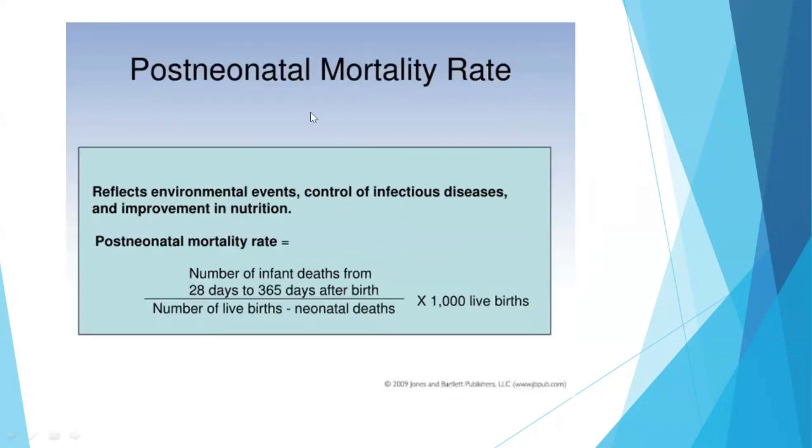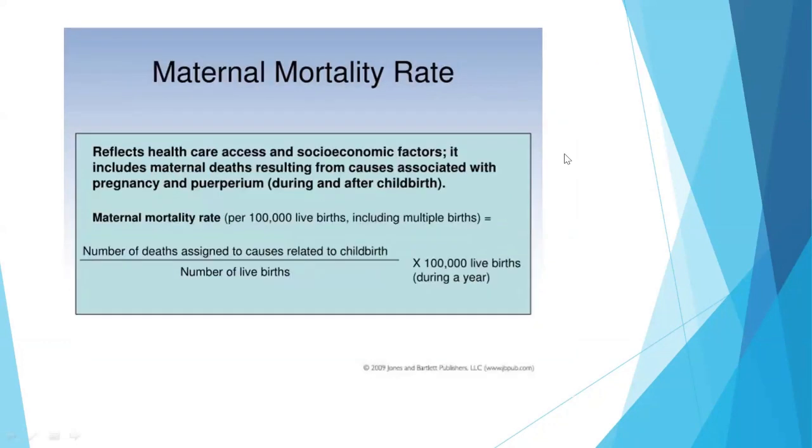Now the post-neonatal mortality rate. So number of infant deaths from 28 days to 365 days after birth, by number of live births minus neonatal deaths, into 1,000 live births. Now this one is typically important because you need to subtract the neonatal deaths. Maternal mortality rate is the number of deaths assigned to causes related to childbirth by number of live births into 100,000 live births during a year.